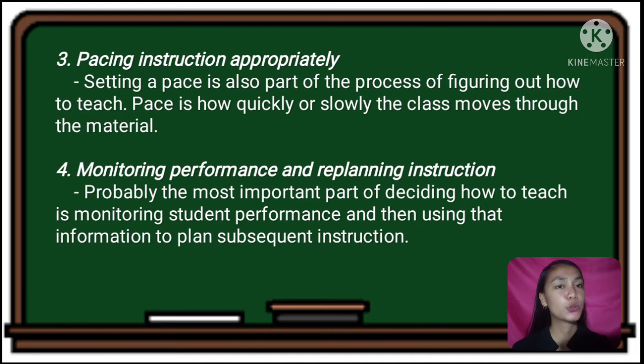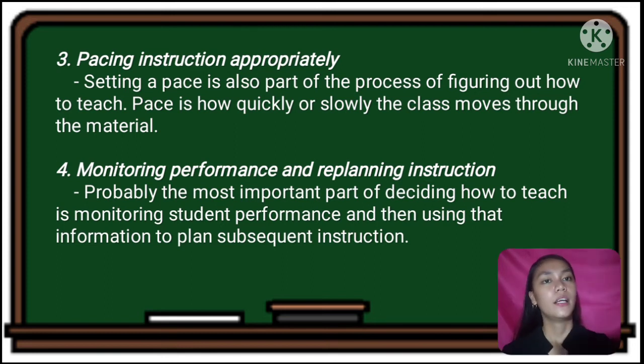Third is pacing instruction appropriately. Setting a pace is also part of the process of figuring out how to teach. Pace is how quickly or slowly the class moves through the material. So in addition to pace, teachers need to set a ratio of known to unknown material and set standard rates of success. Effective instruction includes about 75% known and 25% unknown materials. Students should be expected to demonstrate about 80% mastery with this combination.